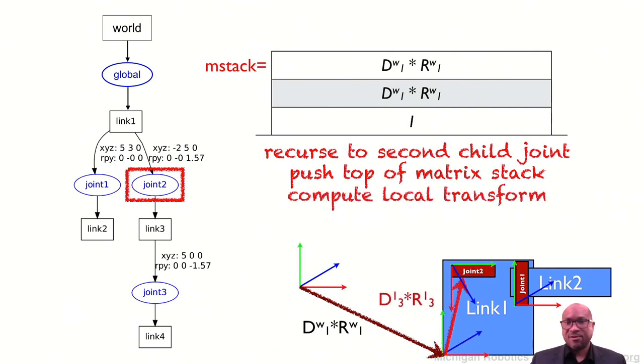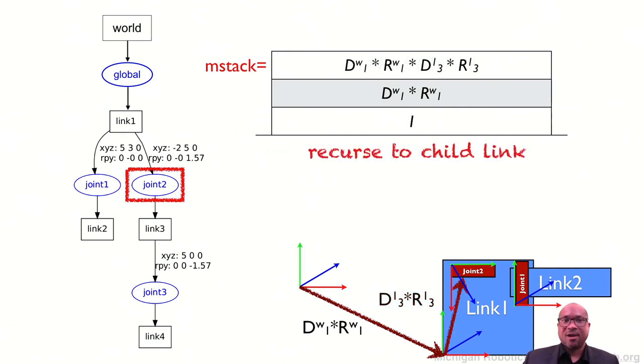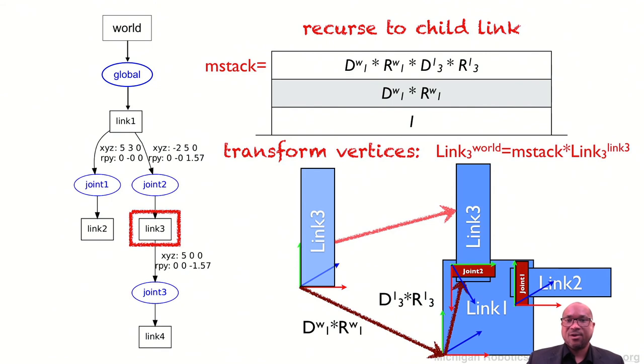Then we will compute a local transform for joint two with respect to link one, and that will give us the positioning of joint two. We'll multiply that transform to the right side of the top of the matrix stack. That will allow us to properly move down and transform the vertices of link 3. When we recurse to the child link, we'll take the vertices of link 3, multiply them by the top of the matrix stack, and that will give us the proper positioning of link 3 with respect to the world frame.